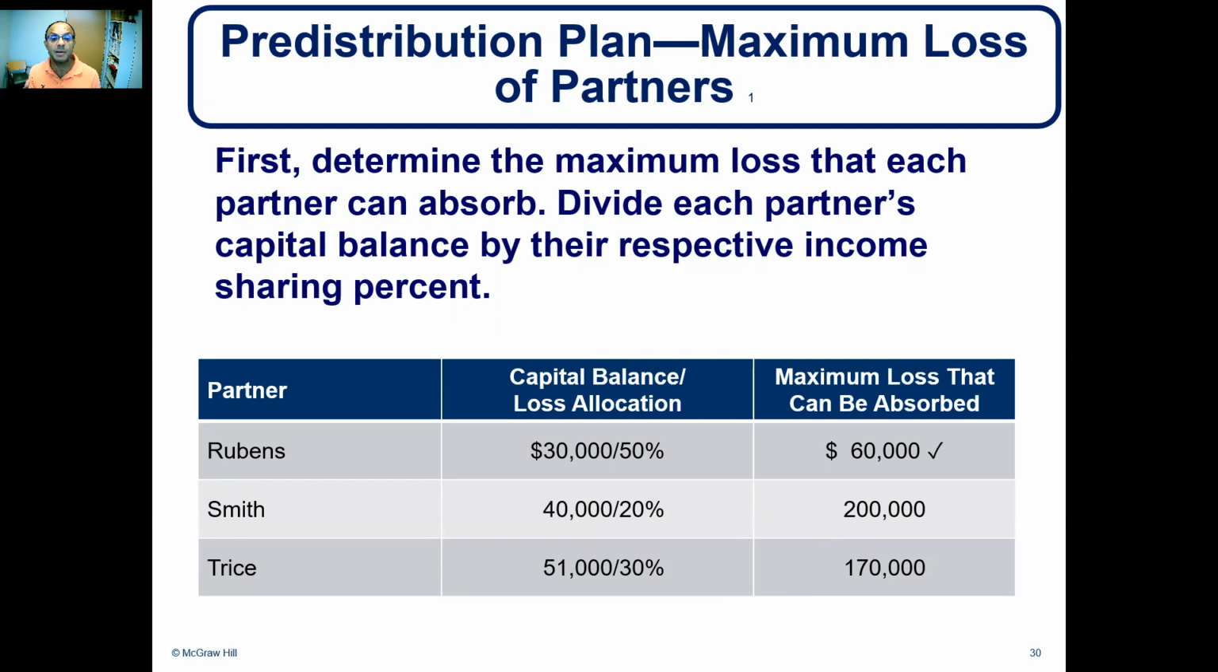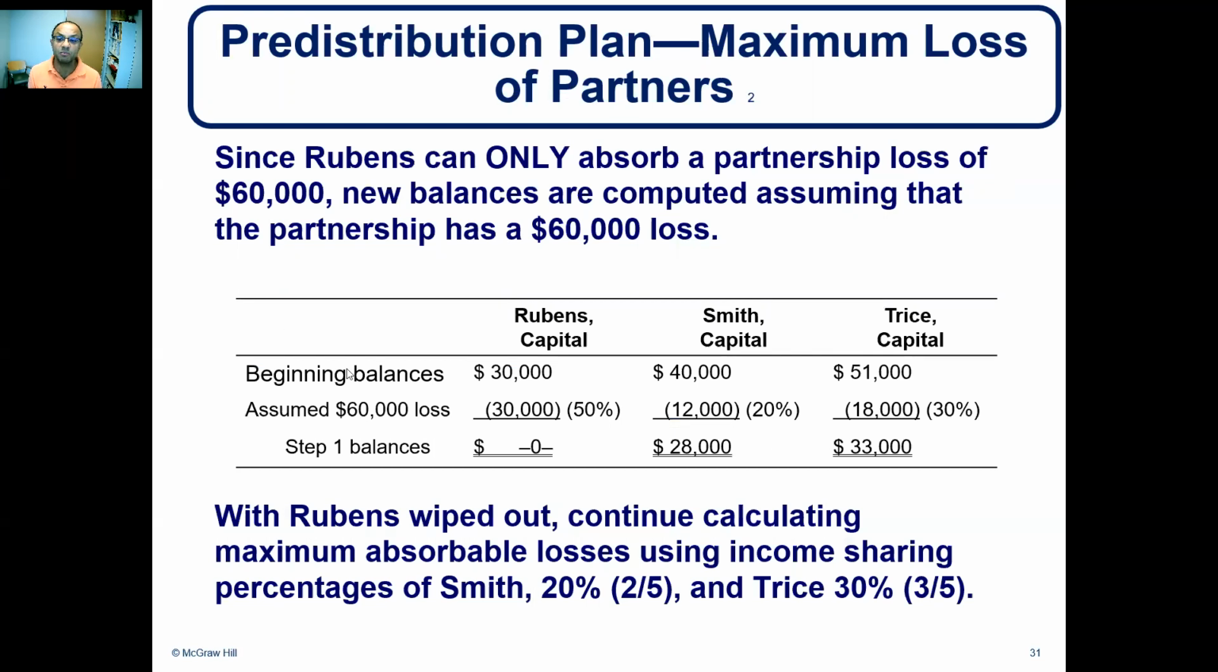And based on that, I'm going to make a pre-distribution plan starting with the smallest amount of loss, which is 60,000. So here we see their beginning capital, 30, 40, 51. And we assume the loss that might happen from selling the non-cash assets, 60,000. Multiplied by 50%, we get Robbins capital 0. Then Smith is going to take 12. Price will get 18. So the new capital balance for Smith is 28 and Price 33.